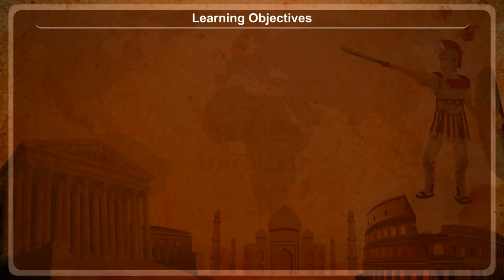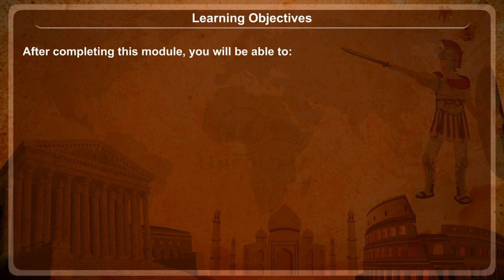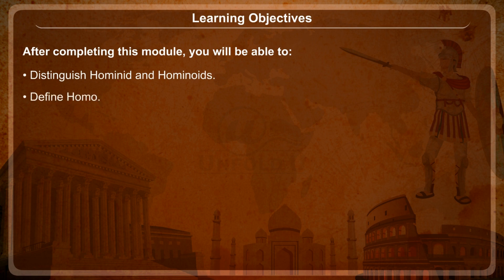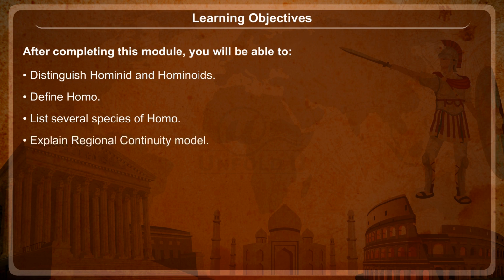Learning objectives. After completing this module, you will be able to distinguish hominid and hominoids. Define Homo. List several species of Homo. Explain regional continuity model. Discuss replacement model.